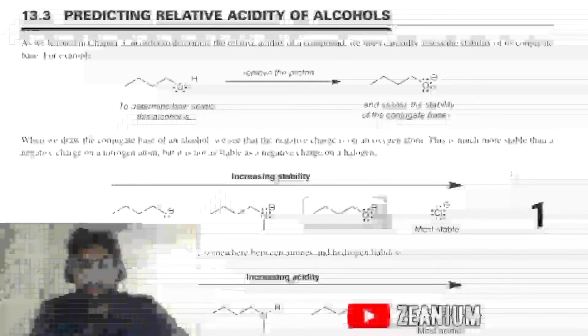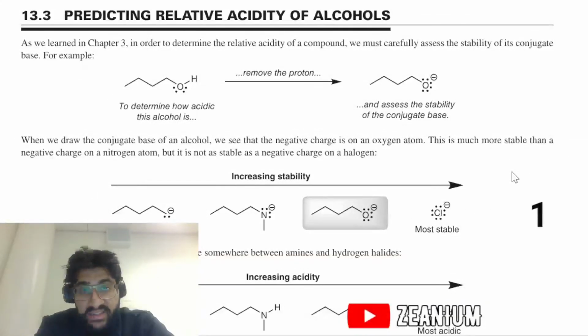Okay, predicting relative acidity of alcohols. As we learned in chapter 3, in order to determine the relative acidity of a compound, we must carefully assess the stability of its conjugate base. For example, to determine how acidic this alcohol is, we have to remove the proton and assess the stability of the conjugate base. So whenever a question asks for the acidity of an alcohol, we just remove the proton.